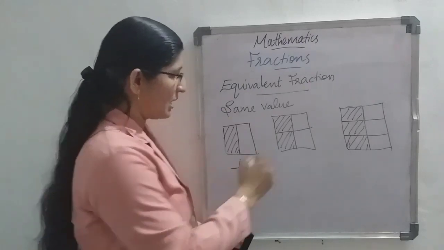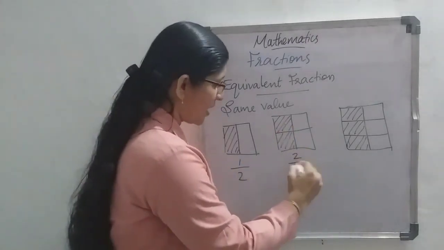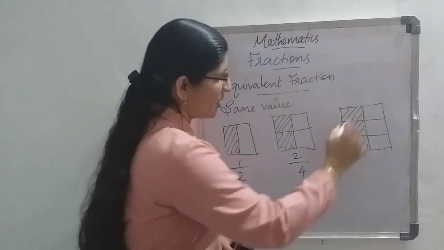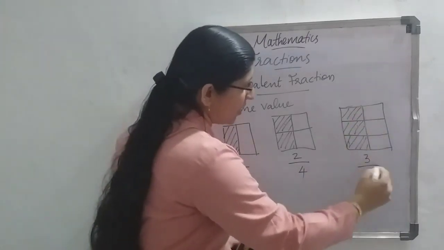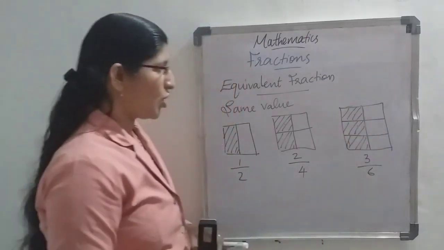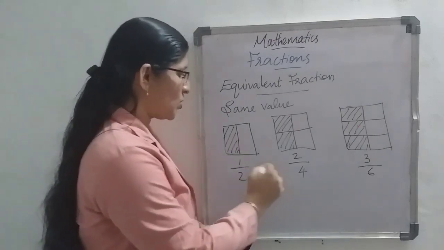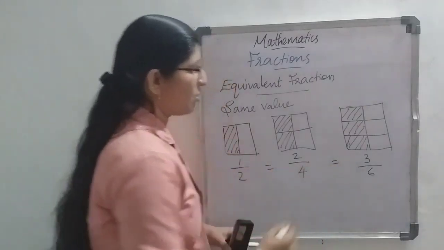1 by 2. Here what's the fraction? 2 parts are shaded. Total number 4 parts. Here 3 parts are shaded. Total number is 6. So here this 1 by 2 equal to 2 by 4. 2 by 4 is equal to 3 by 6.